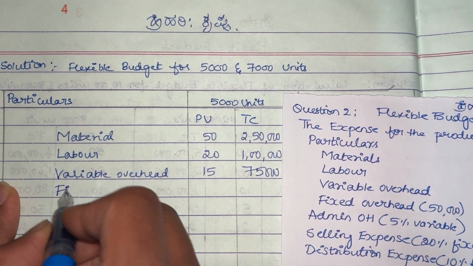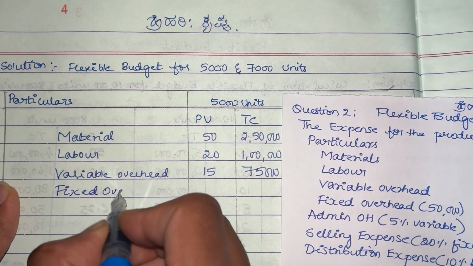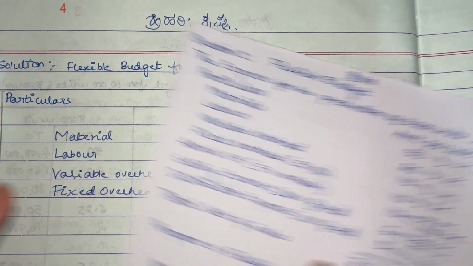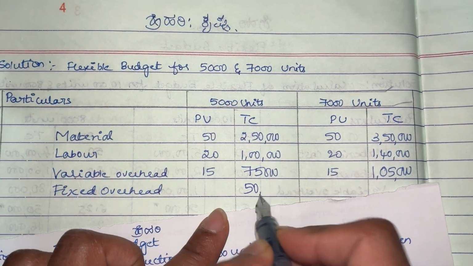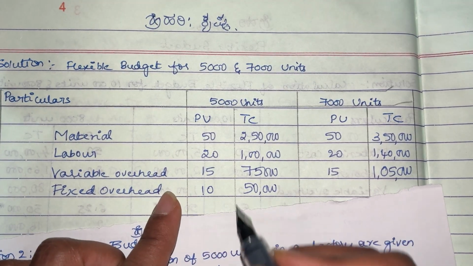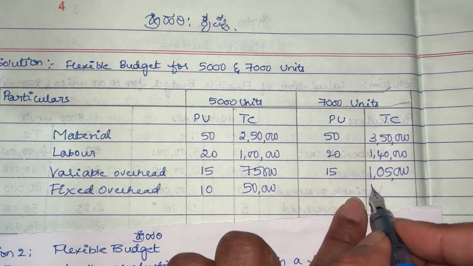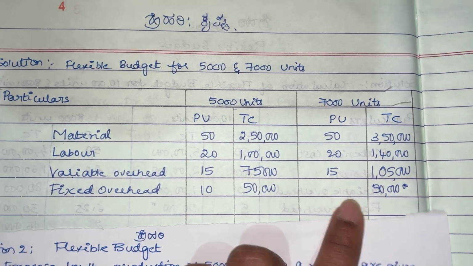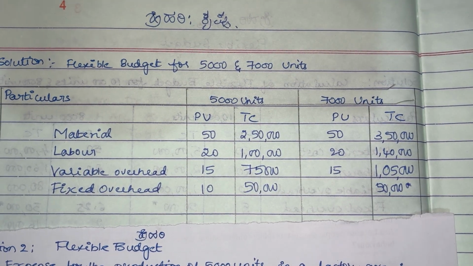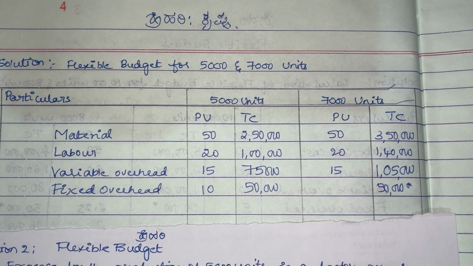Next we have fixed overhead. So you already know what you have to do. Fixed overhead, total cost remains constant. Total cost is already given as 50,000, so I will write it as 50,000. 50,000 divided by 5,000 units will give you 10. But in the case of fixed cost, total cost will remain constant. 50,000 divided by 7,000 units. What should be the total cost per unit?